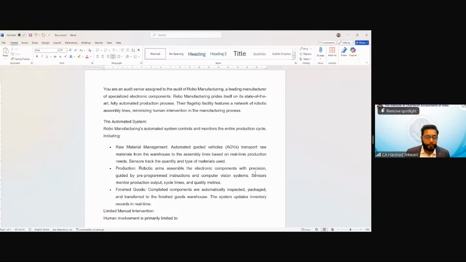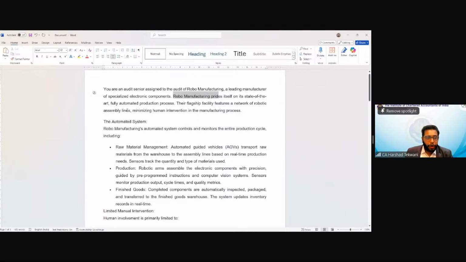That is fine. Okay. Now, I will show you one example where it is actually not possible for the auditor to perform substantive testing because of the nature of the business. You are an audit senior assigned to the audit of Robo Manufacturing, a leading manufacturer of specialized electronic components. Robo Manufacturing prides itself on its state-of-the-art fully automated production process. Their flagship facility features a network of robotic assembly lines, minimizing human intervention in the manufacturing process.